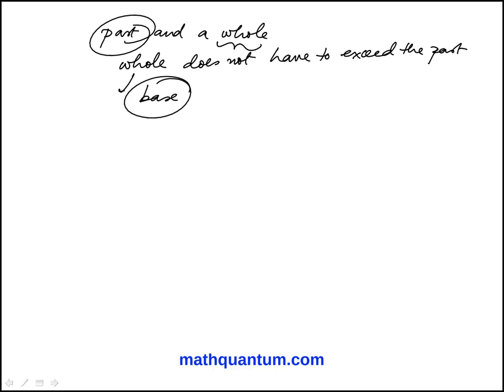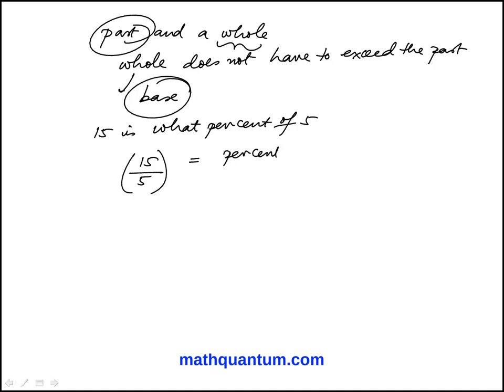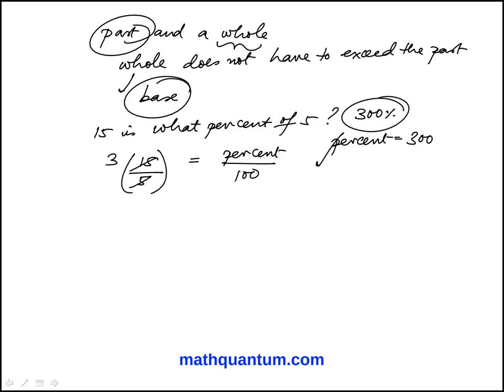So here, if I said, 15 is what percent of 5, clearly 15 is greater than 5. But if I had to find that as a percent, 15 over 5, percent over 100, this is 3. You'll find that this is equivalent to 300. So 15 is what percent of 5? 300%. Or in other words, 3 times. They're both the same way of saying that piece of information.